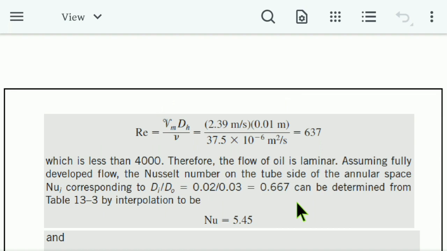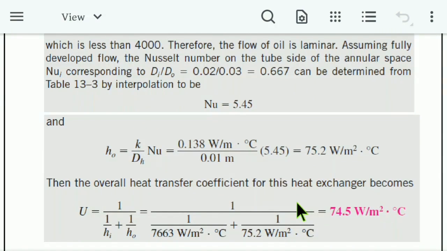Assuming fully developed flow, the Nusselt number on the tube side of the annular space, Nu i, corresponding to d i by d o, that means 0.02 divided by 0.03 is equal to 0.667, can be determined from table 13.3 by interpolation. The Nusselt number is 5.45, and H O is equal to K by dH into Nu. The value of K is 0.138 watt per meter degree Celsius, dH means 0.01 meter hydraulic diameter, and Nusselt number is 5.45. So after calculation, we can say that H O is equal to 75.2 watt per meter square degree Celsius.